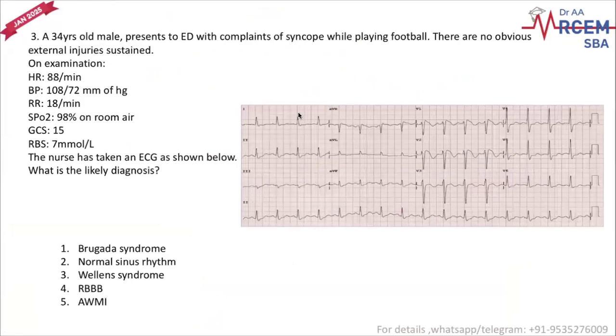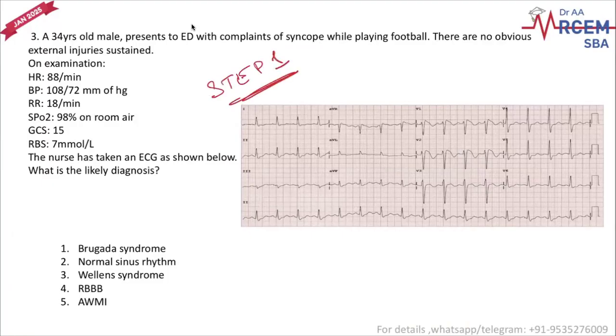A 34 year old male presents to the emergency department with a syncope while playing football. There are no obvious external injuries sustained. On examination, the patient seems to be completely stable. The ECG is given to you. What is the most likely diagnosis? This is a single step question. Only one step is present here.